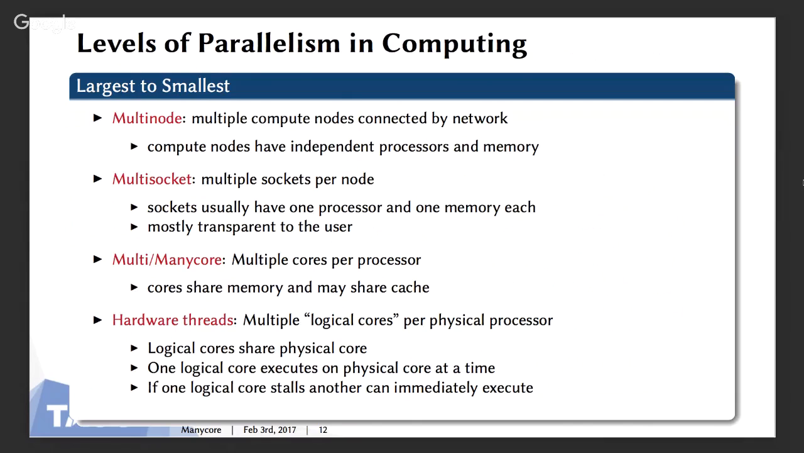Then even below that, there are hardware threads. These are the idea of having multiple logical cores per physical processor. The KNLs have 4 logical cores per processor, and each logical core is sharing a single physical core. So only one logical core is actually able to execute anything on the physical core at any given time. There are a few operations that maybe they could do in parallel, but for the most part, you have to think of it as them only running one thing at a time. But they can take turns and jump in for each other when one, for example, is waiting for data or is locked at a particular point in the code for some reason.